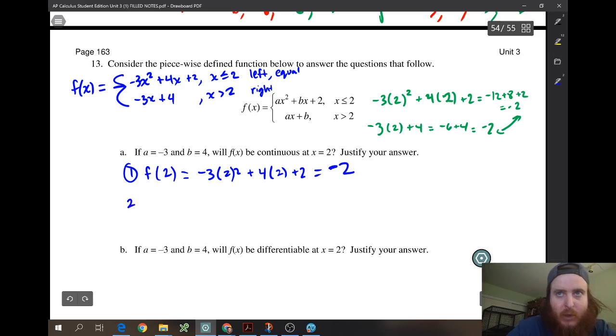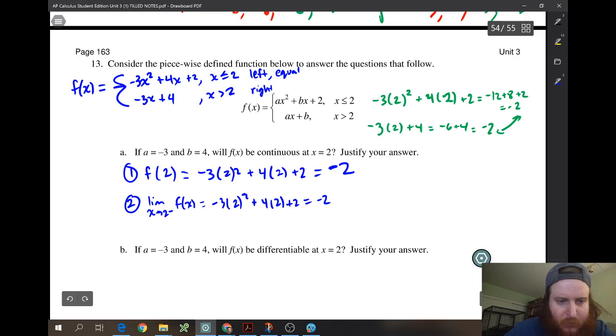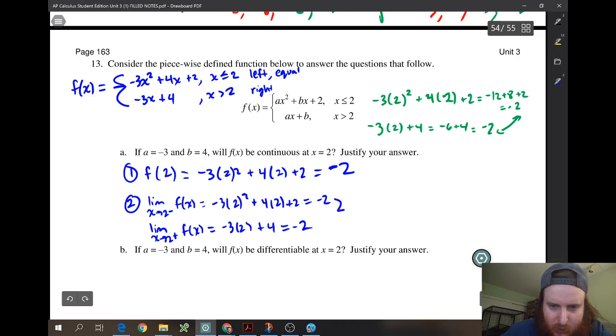Then our second rule, we're going to do the limit as x approaches 2 from the left side of f of x. That's the same thing. It's negative 3 times 2 squared plus 4 times 2 plus 2. And we got negative 2. Then we can do the limit as x approaches 2 from the right side. This is the bottom equation. So negative 3 times 2, negative 6 plus 4, we also get negative 2. So because of these two, we can say that the overall limit as x approaches 2 of f of x is equal to negative 2.